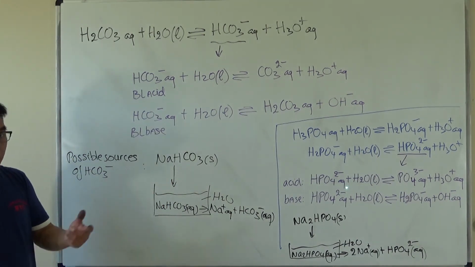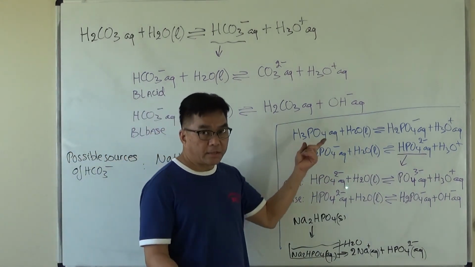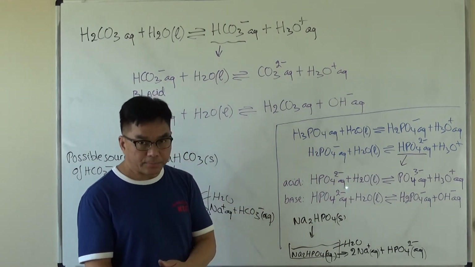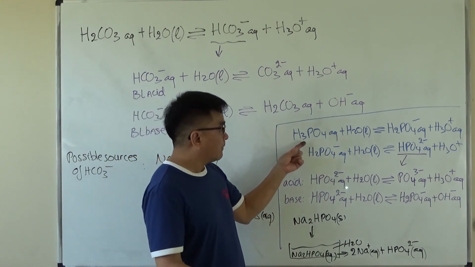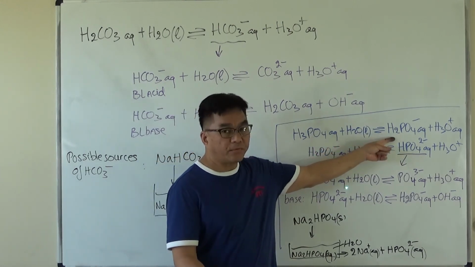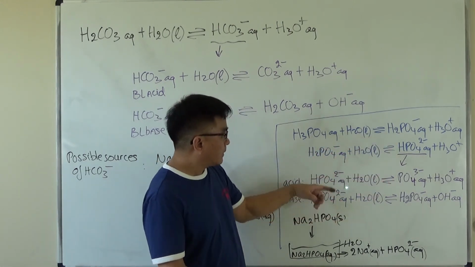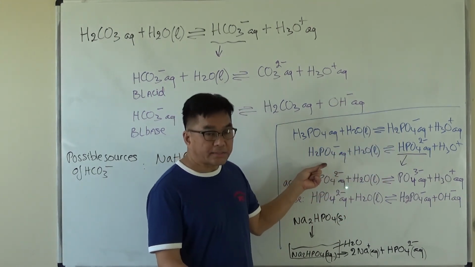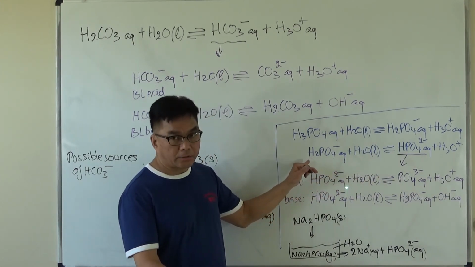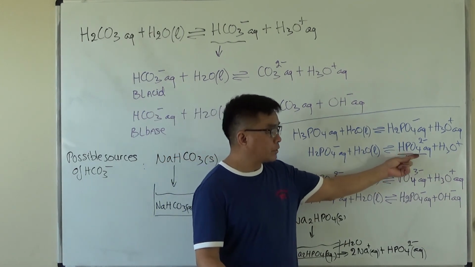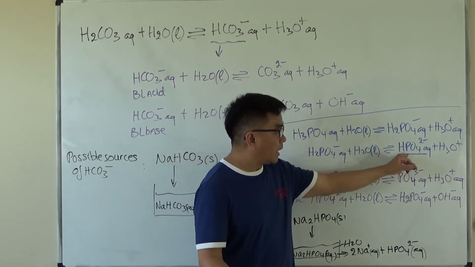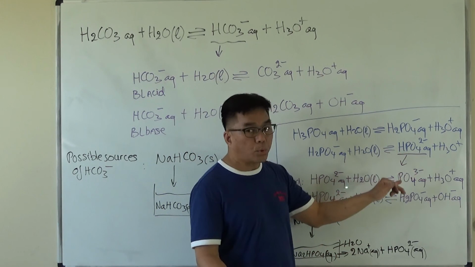Another example is phosphoric acid, which is a weak acid. And how do you know it's a weak acid? Because it's not on the list of the 6 strong acids that you're supposed to memorize. Phosphoric acid can dissociate and produce a first proton to form dihydrogen phosphate. Then the dihydrogen phosphate can undergo another dissociation and release another proton to the solution to form monohydrogen phosphate. And it can undergo another dissociation to release that third proton to the solution.